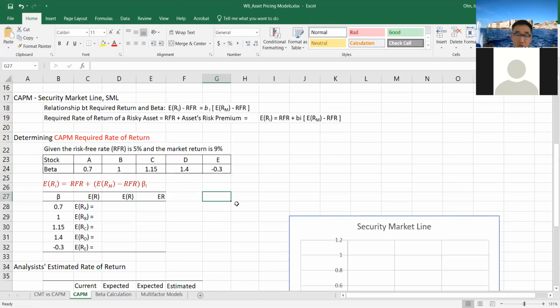Suppose let's do the actual calculation there. Given the risk-free rate of return is 5% and the market return is 9%, meaning like T-bills at 5%, which is very high compared to the recent one. Now the market return is 9%. That's reasonable. And then we have these 5 stocks, A, B, C, D, E. Now beta for A is 0.70. Beta for stock B is 1, and C is 1.15, D is 1.4, E is minus 0.3. See that?